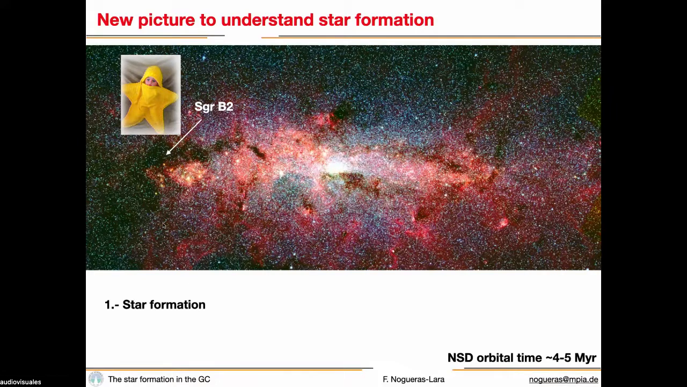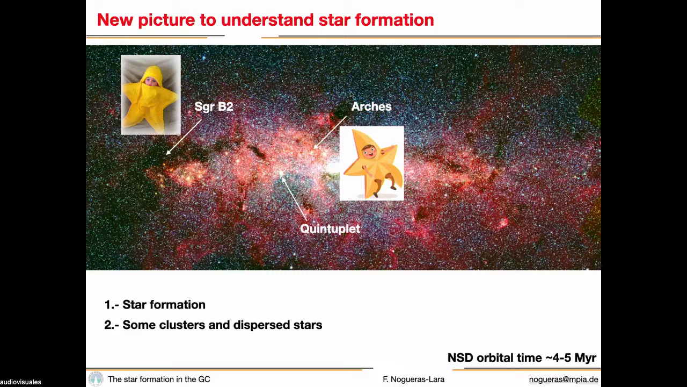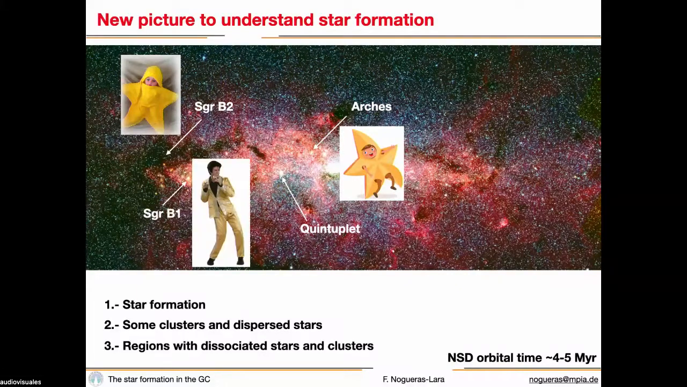And then what happens is that the whole thing is rotating around the supermassive black hole. So the orbital time is 4 or 5 million years, depending on the radius that you consider. And then we have something like arches and quintuplets. So they are clusters that were formed in these kind of clouds, let's say Sagittarius B2, sorry, and they have now an age of around 3-4 million years old. And while the whole thing is rotating, we are going to be having collisions between stars and also between stars and giant molecular clouds. And this will produce a dispersion, dissolution of the clusters. And this is the final stage of this.